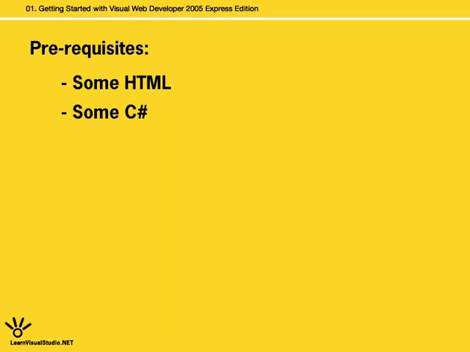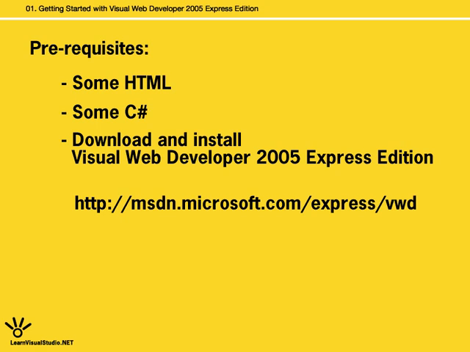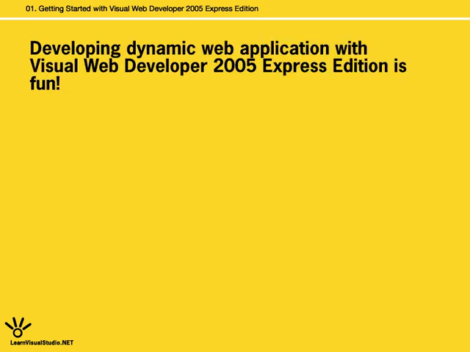So I'm going to assume that you know nothing but a little bit of HTML and a little bit of C#, that you've created some C# applications in the past using either Visual Studio or the new Visual C# 2005 Express Edition. I'm also going to assume that you've already downloaded and installed Visual Web Developer 2005 Express Edition. If you haven't, please take the time to download it from the following location before we go any further. You can download it from http://mstn@microsoft.com/express/vwd.